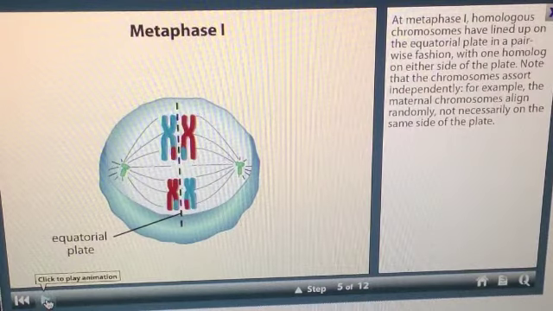At metaphase I, homologous chromosomes have lined up on the equatorial plate in a pairwise fashion, with one homologue on either side of the plate. Note that the chromosomes assort independently. For example, the maternal chromosomes align randomly, not necessarily on the same side of the plate.